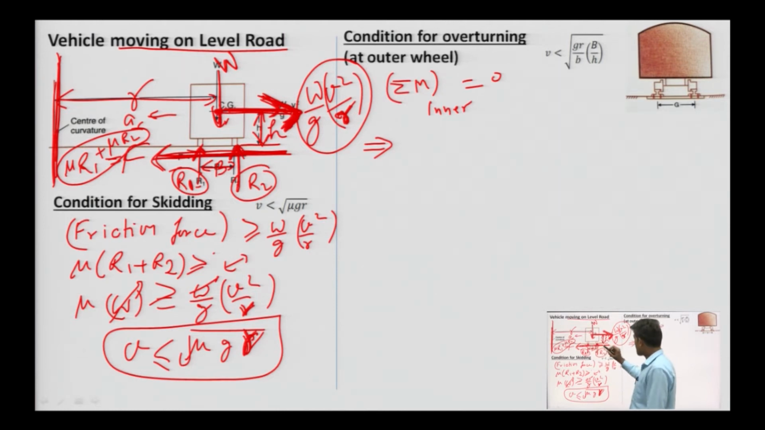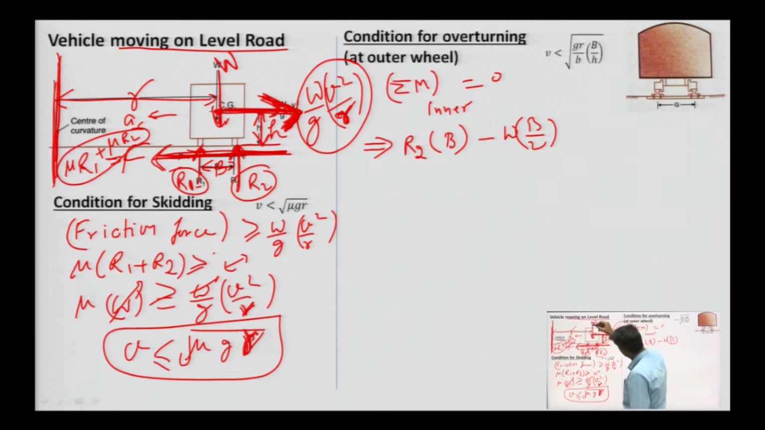Moment at this point: the value of it will be R2 into the perpendicular distance, which is B. It is anti-clockwise. We have taken anti-clockwise as positive. So, it is minus W into B by 2. The perpendicular distance is this one.